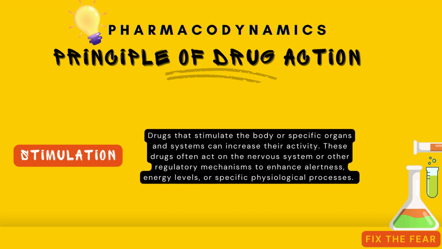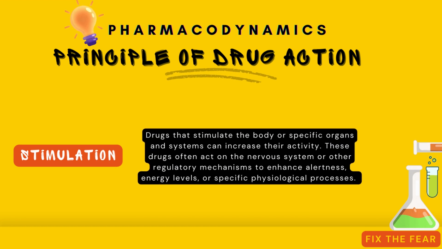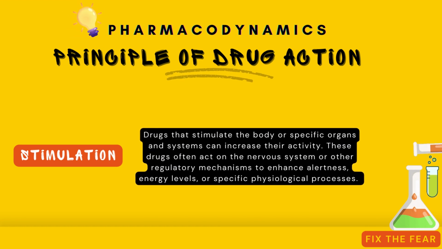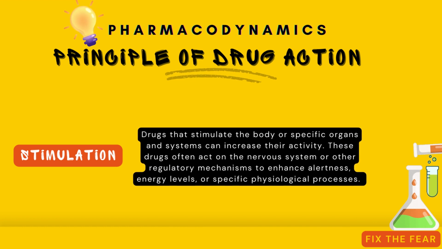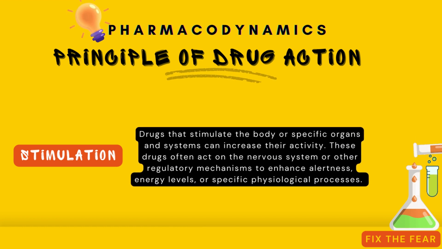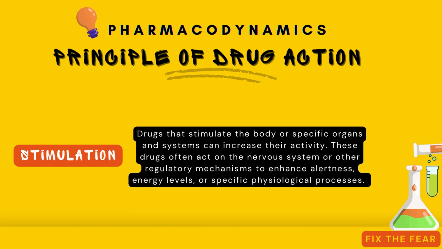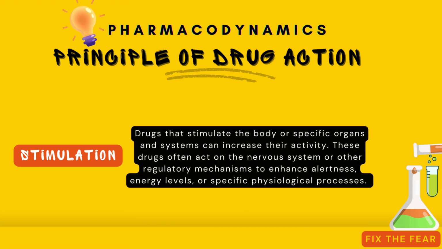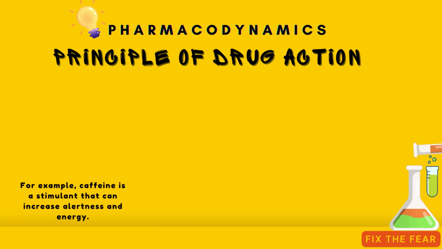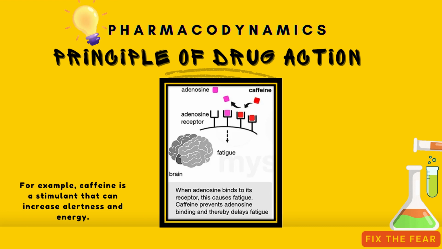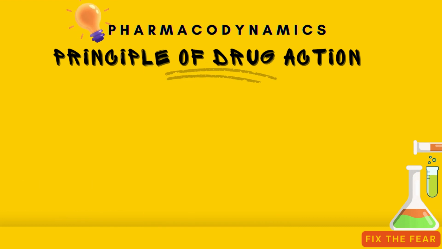Number 1 is stimulation. Drugs that stimulate the body or specific organs and systems can increase their activity. These drugs often act on the nervous system or other regulatory mechanisms to enhance alertness, energy levels, or specific physiological processes. For example, caffeine is a stimulant that can increase alertness and energy.